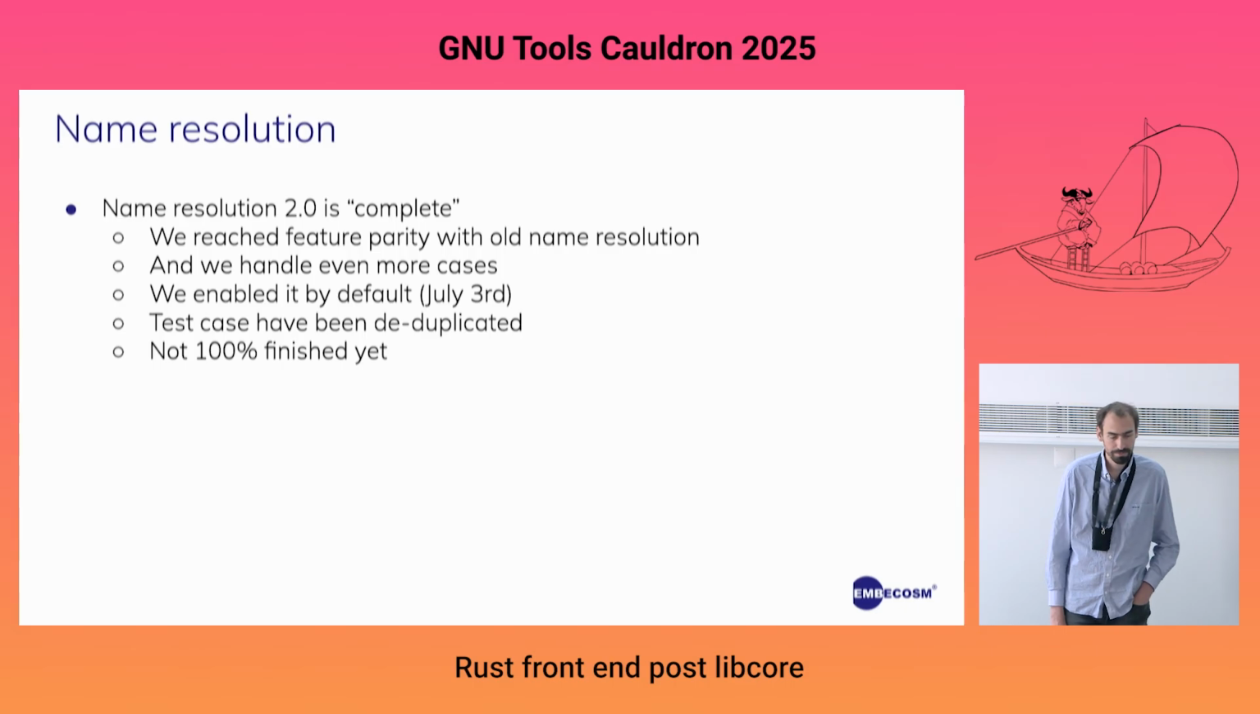So good news, name resolution 2.0 is complete. And by complete, I mean we reached feature parity with the old name resolution. And in fact, it was already the case when we began this new name resolution, but we handle even more cases with this new algorithm.